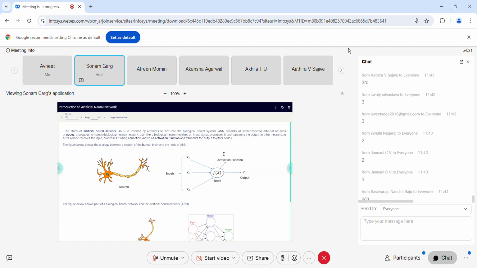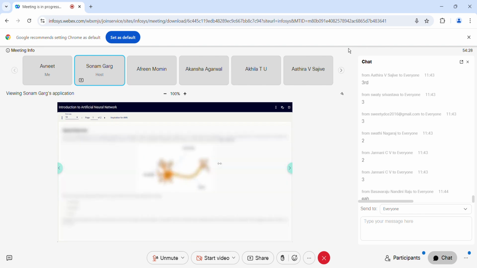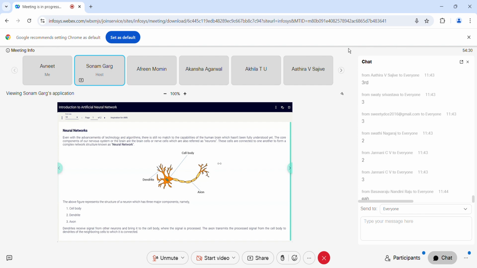All right, so that was about the unsupervised learning approach. We'll move on to the next section where we learn about what are artificial neural networks. See, we have seen so many algorithms so far.